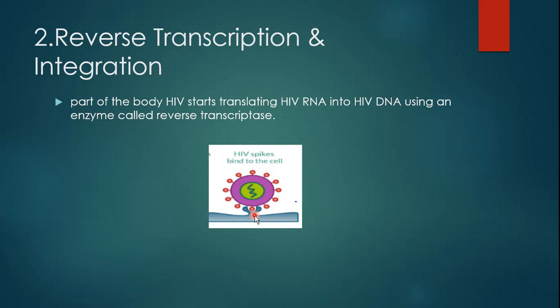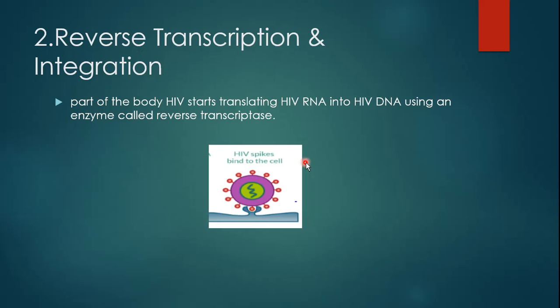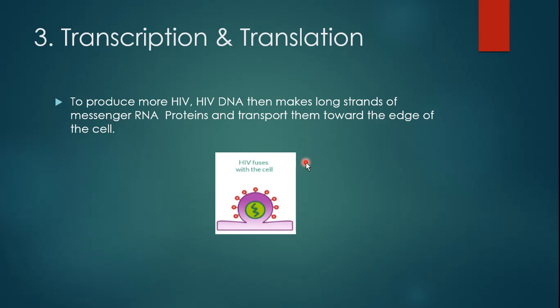Second stage of the HIV is called reverse transcription and integration. In this stage, HIV starts translating HIV RNA into HIV DNA using an enzyme called reverse transcriptase. As we can see, the spikes are connected with the T helper cell. Now transcription of HIV RNA into HIV DNA happens in this stage.